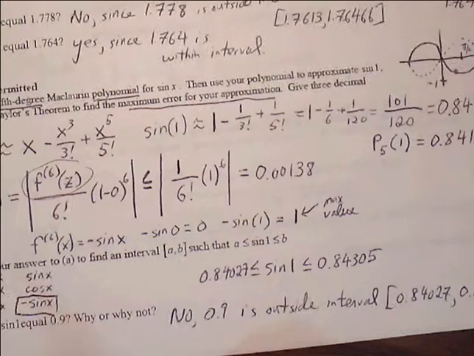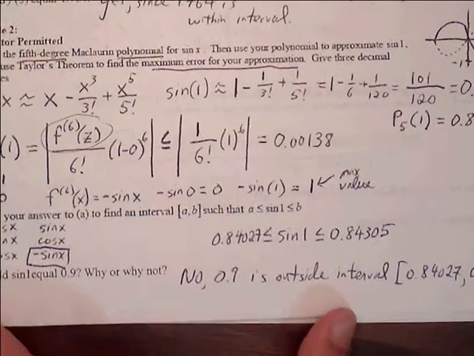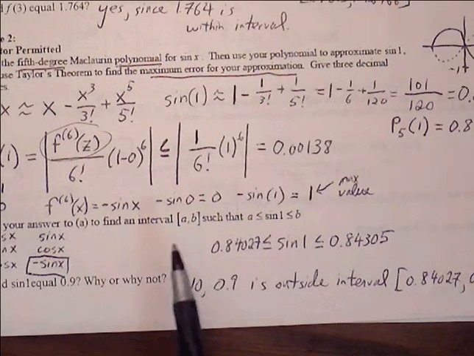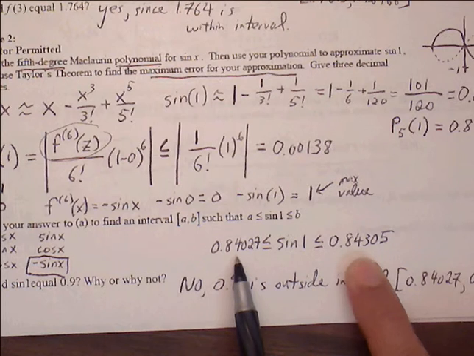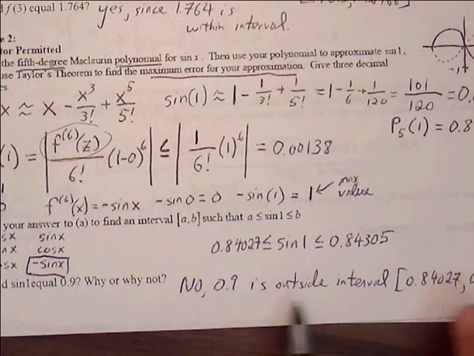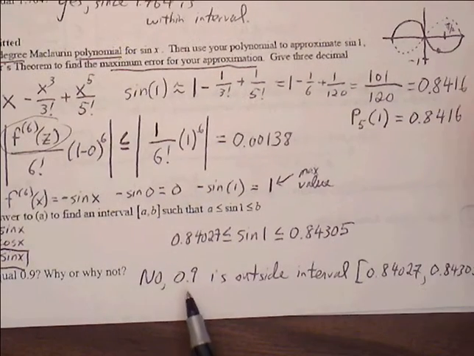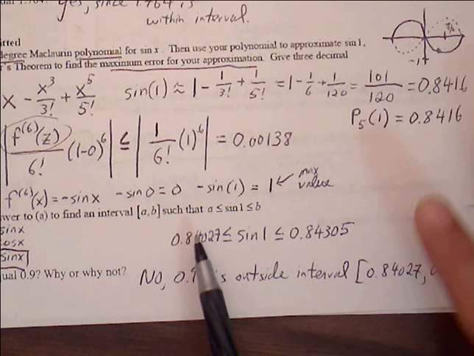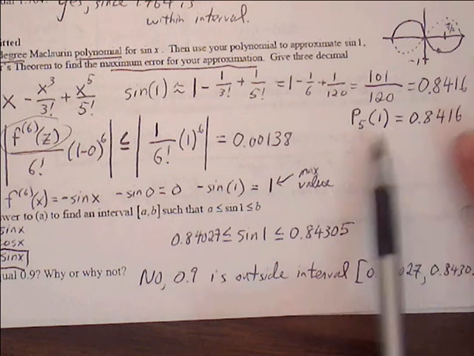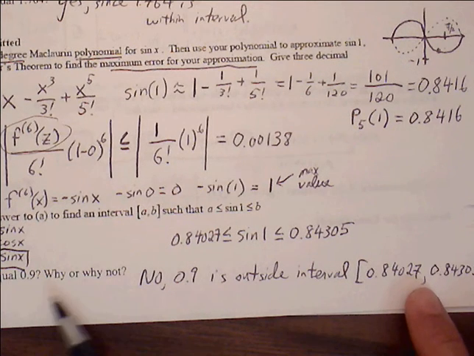Then part C says, could sine of 1 equal 0.9? Why or why not? Well, we know sine of 1 must sit between 0.840 and 0.843, so 0.9 is outside this range. Therefore, from what we have found, 0.9 cannot be the value for sine of 1.